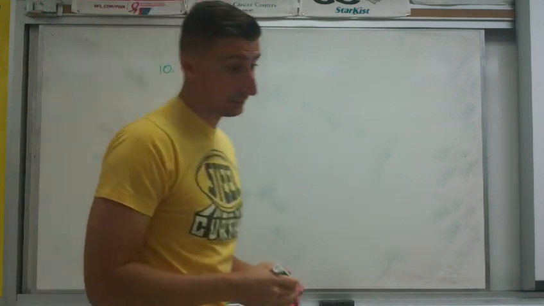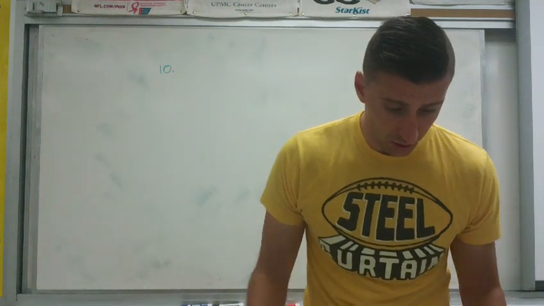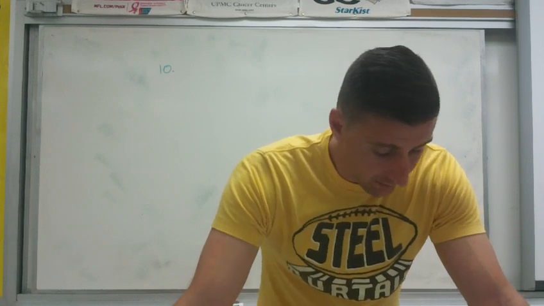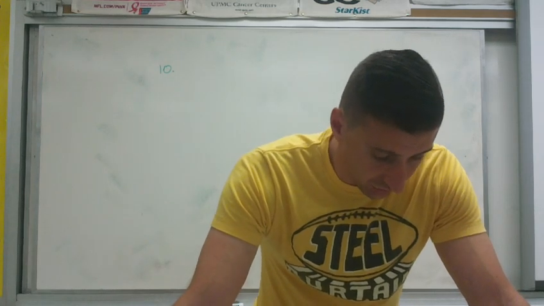Okay, let's see here. 10. It says, a car is traveling 50 miles an hour on a horizontal highway. If the coefficient of friction between the road and tires on a rainy day is 0.1, what is the minimum stopping distance that the car will stop? Okay, so we've got to find acceleration here.